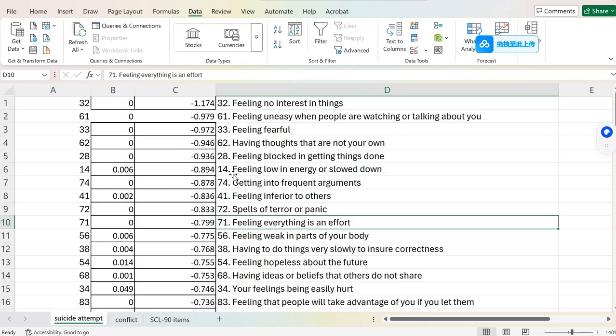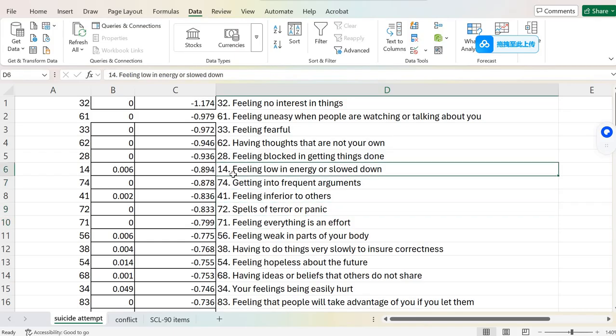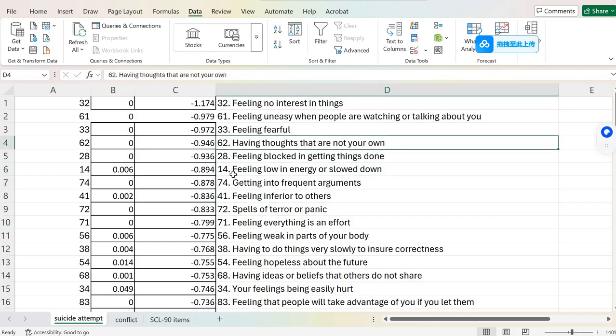Among the top 10 items, only one item was related to interpersonal hostility, and the other 9 items were all related to intrapersonal or self-directed distress. This is for the suicide attempt group.